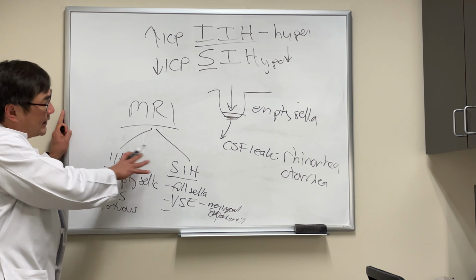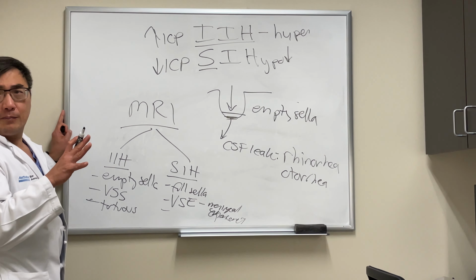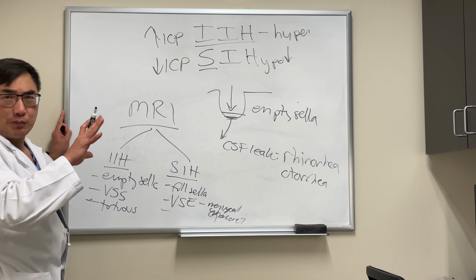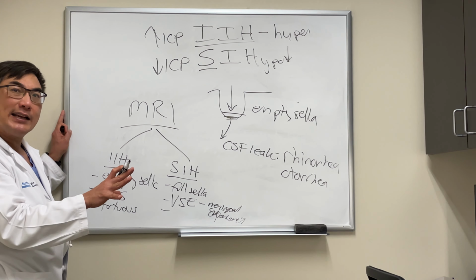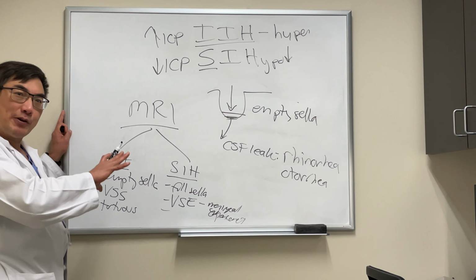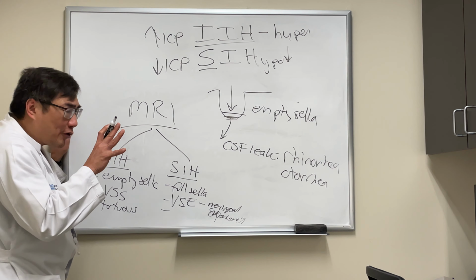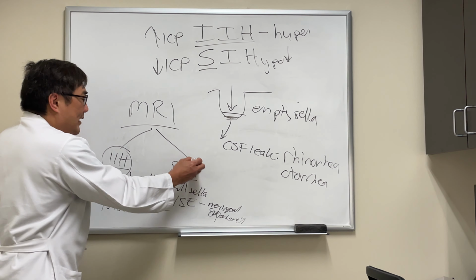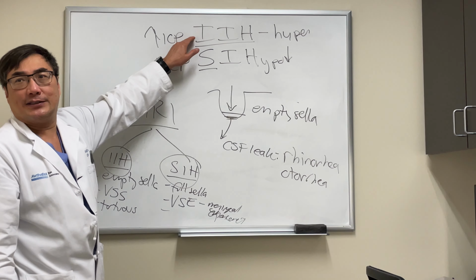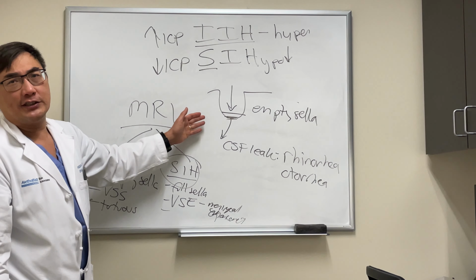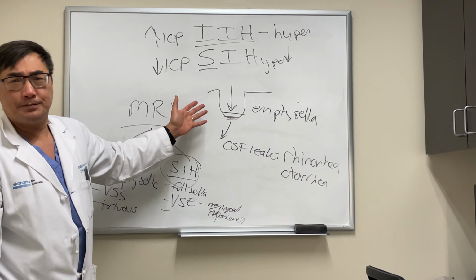Both IIH and SIH can have similar presentations clinically. They both cause blurry vision. They can both cause diplopia from non-localizing sign of sixth nerve palsy, either high pressure or low pressure. But the differentiating feature between the two is the presence of the papilledema. So if you have papilledema, that's IIH. The only way I know, of course, is to do a lumbar puncture and measure the pressure.